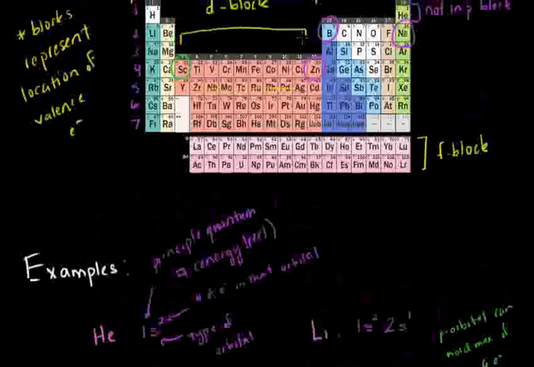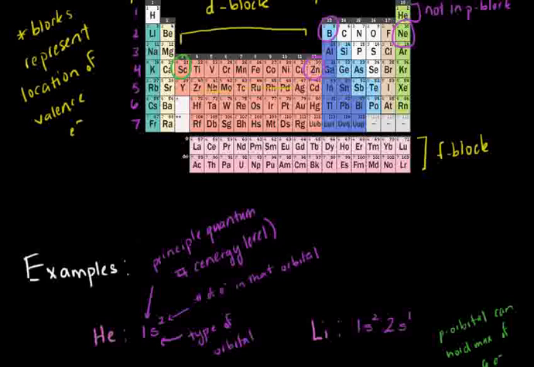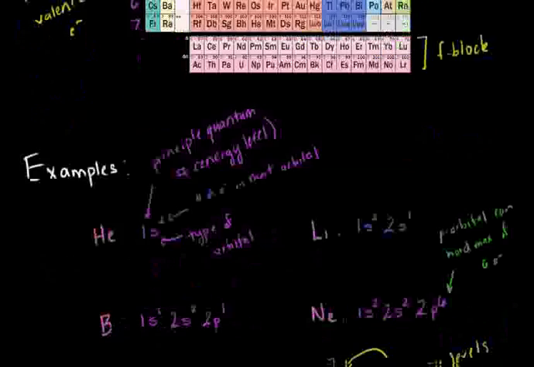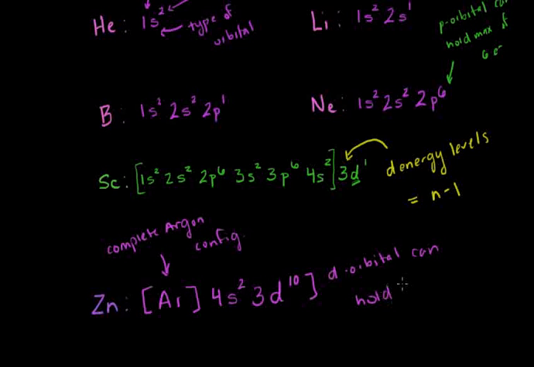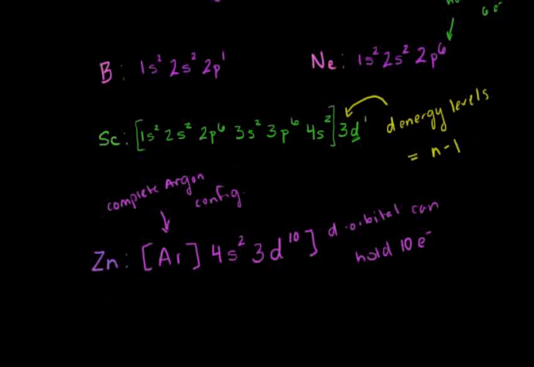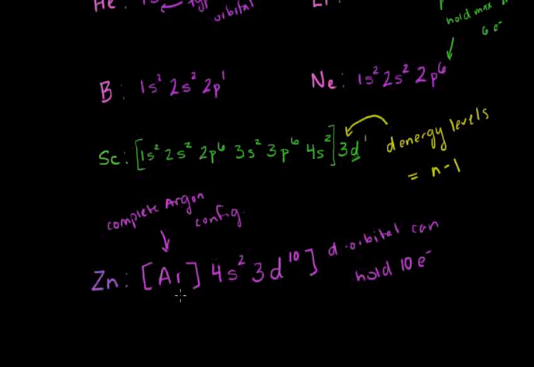And one final thing to note about the d block is, as I said, zinc is the final transition metal in that series. Since it has 10 electrons, we see that d orbitals can hold a max of 10 electrons. So to summarize, s orbitals can hold 2 electrons, p orbitals can hold 6, and d orbitals can hold 10.